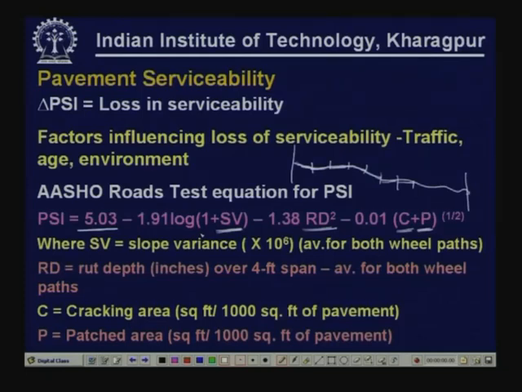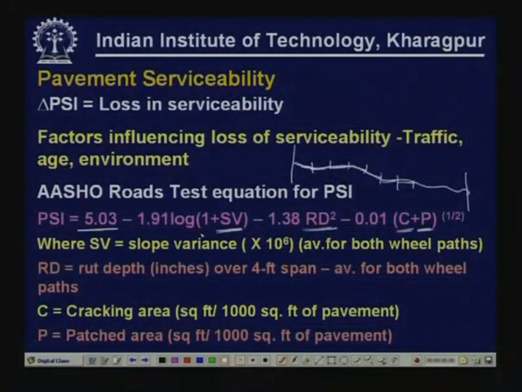Rut depth is measured over a 4-foot span in terms of inches. This has to be taken as the average measured along both wheel paths, because rutting is normally going to occur along wheel paths. So, in a given lane there will be 2 wheel paths, so there will be rutting here and rutting in the other wheel path also. Normally, we have to consider the average of the rutting observed in both wheel paths.